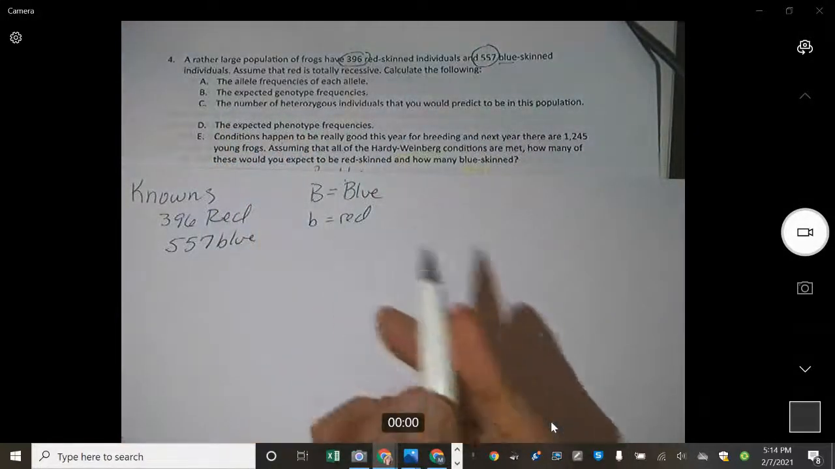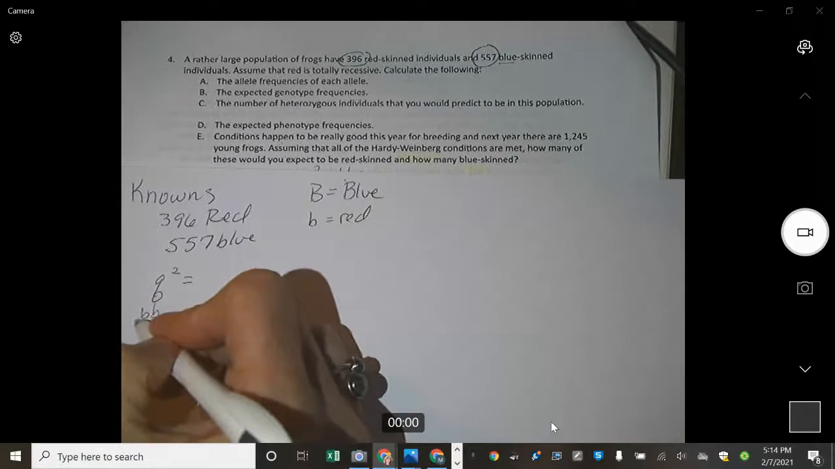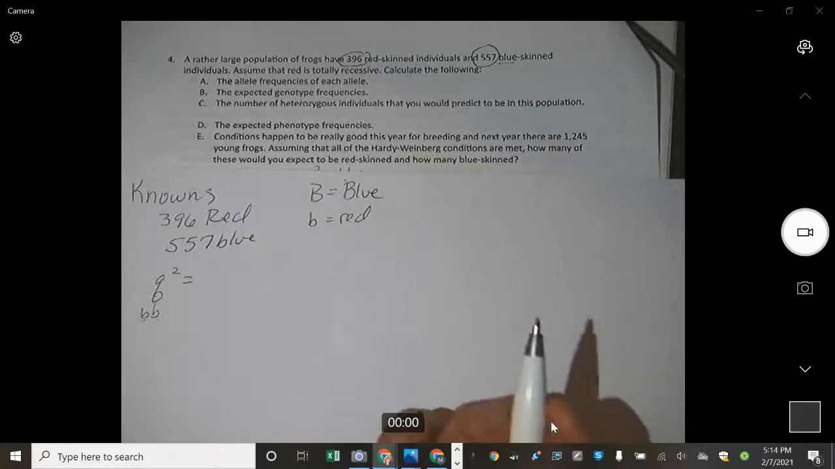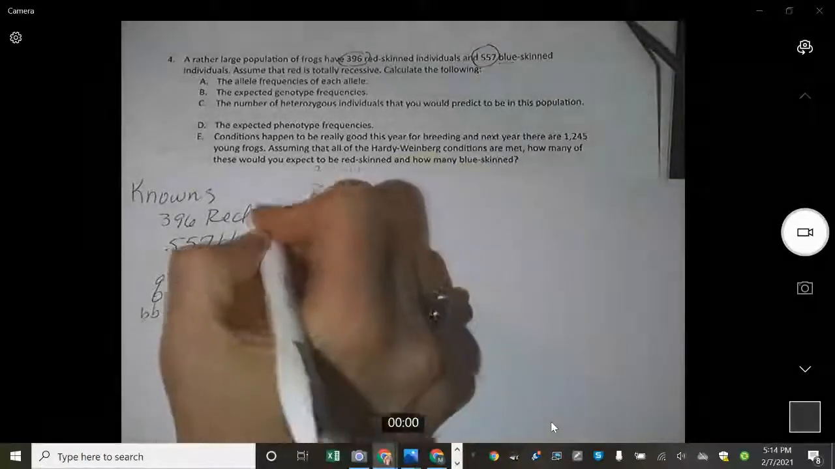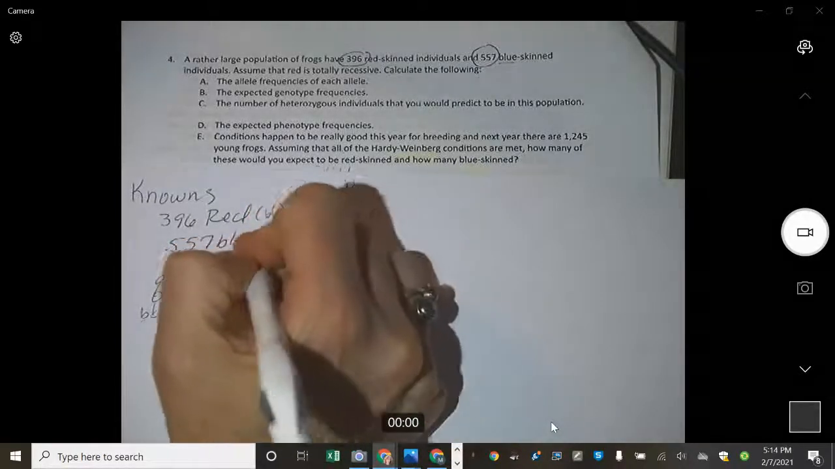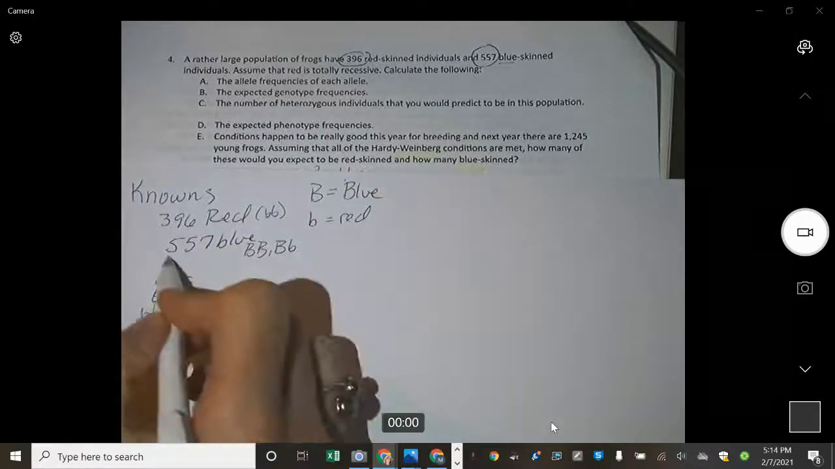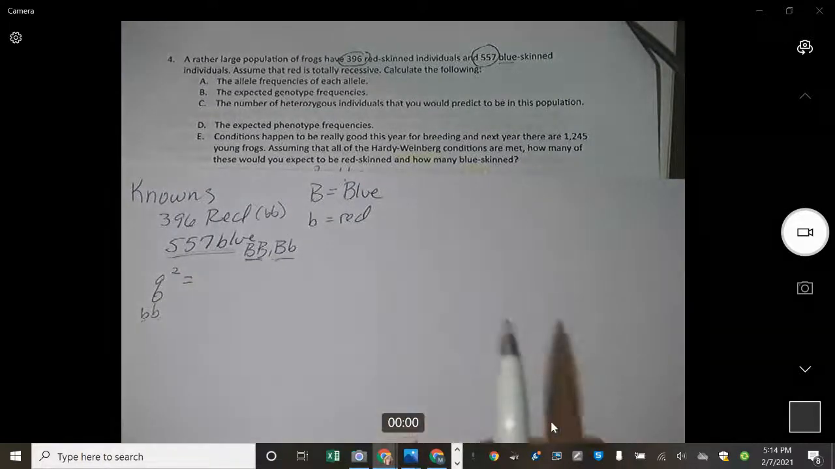So I'm actually going to start the way I usually do. I'm going to calculate Q squared. Q squared is the folks who are little b, little b. It's the homozygous recessive individuals, except it doesn't tell me a percentage, right? These are the red ones, which are little b, because we know the blues are either big B, big B or big B, little b. I can't start with these folks because I don't know if they're homozygous dominant or heterozygous. They all look the same to me.